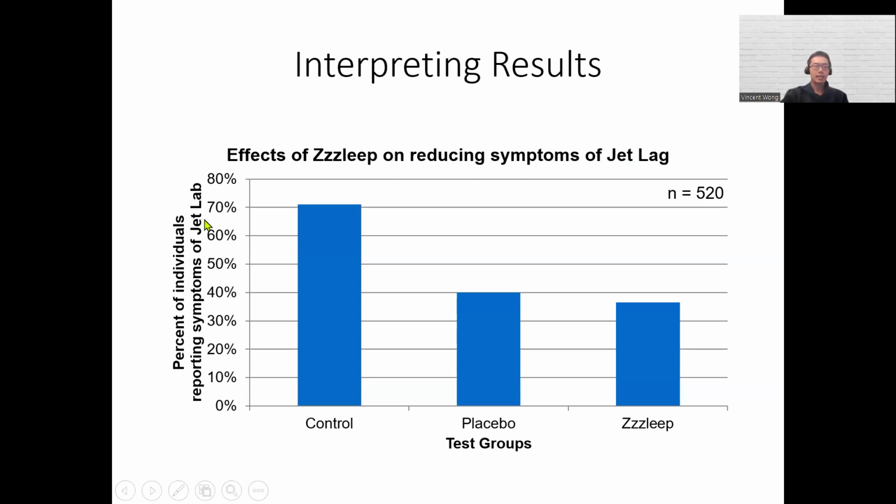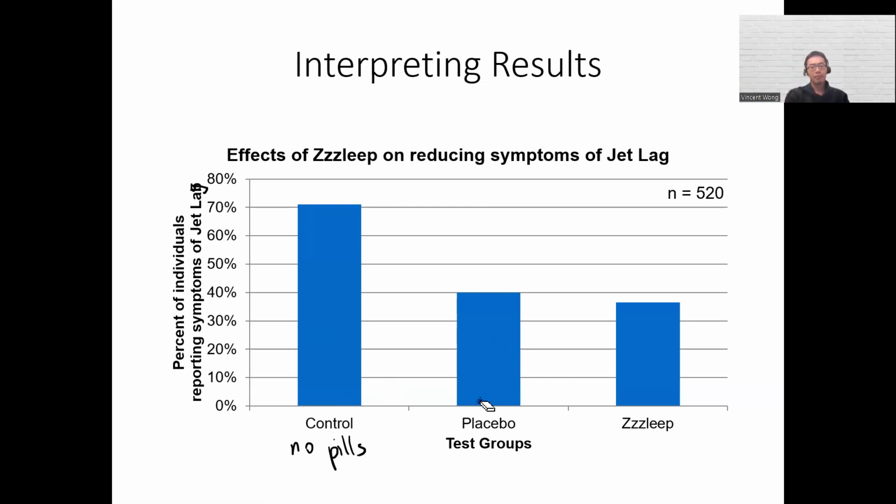So this is the percent of people who are reporting symptoms of jet lag. Oops, there's a typo here. Jet lag. All right, so let's see. The control group. Control group are the people who are not receiving the drug. Okay, so no pills, not going to give them anything. And 70% of the people say they experience jet lag, okay? Which is expected. You don't give them anything, they get jet lag.